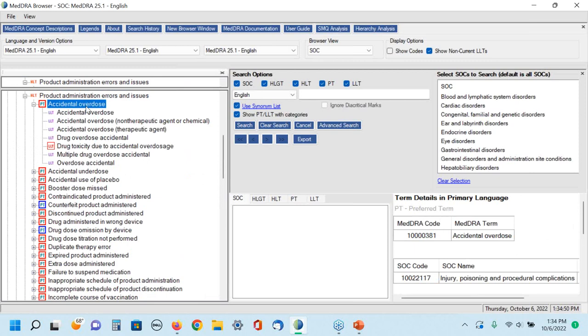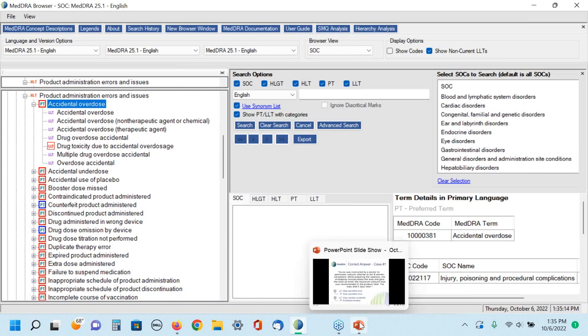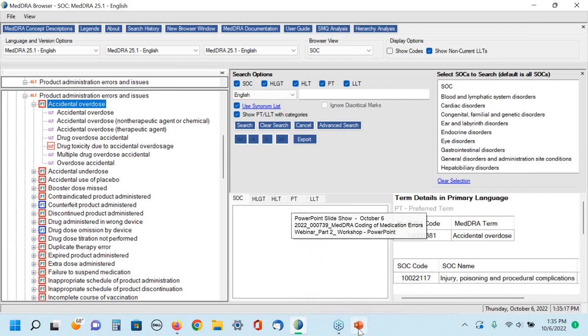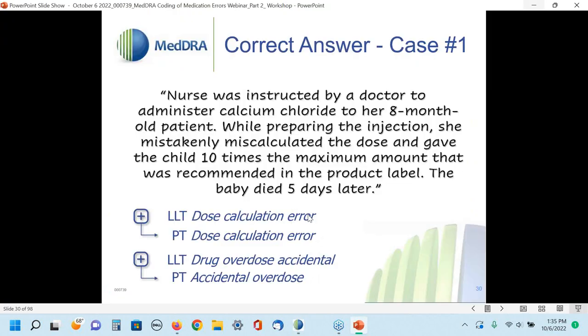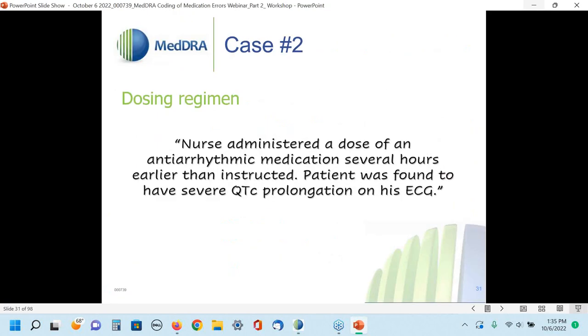But when I actually formulated my response here, I chose the LLT drug overdose accidental because, in fact, that was even more specific because it mentioned that the overdose was related to a drug. So again, I'm not going to disagree with those who chose accidental overdose or those who said accidental overdose therapeutic agent. I just thought that the fact that the word drug was in the answer made this the best of the LLTs. Okay? So let's go back to the slide. So those were the two for question one. Let's go to question two.